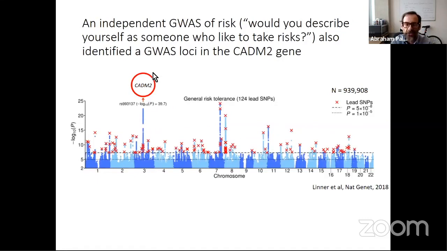involved a variety of different groups and relied heavily on data from 23andMe as well as other sources, UK Biobank, also identified CADM2. It was actually the most significant association for essentially, would you describe yourself as someone who likes to take risks? All right, so it's a very simple binary question about risk-taking behavior, and CADM2 was the leading gene there.